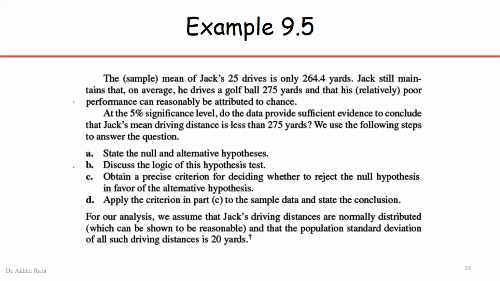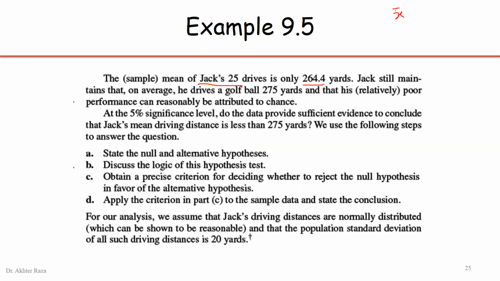What is the population in this example? The population is all the drives made by Jack. All drives made by Jack is a population, and these 25 drives by Jack are a sample. So we have two things: all drives by Jack is a population, and 25 drives by Jack is a sample. And the sample mean is given here. The sample mean is 264.4.